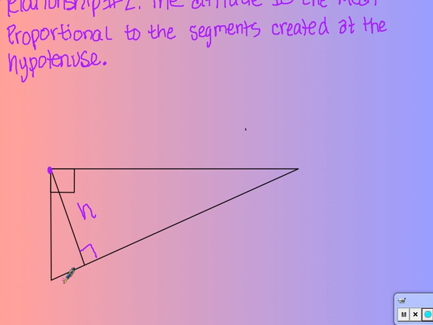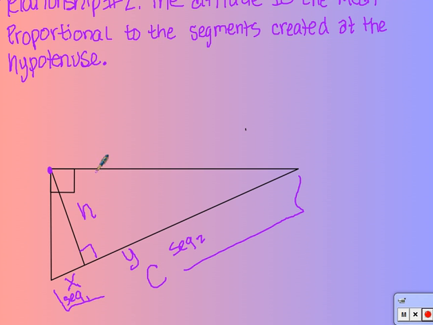What it does is it cuts your hypotenuse, which is this big guy right here, into two segments. So this is segment 1 and this is segment 2. So we're going to call this seg 1 and this seg 2. Okay, and there's our altitude.